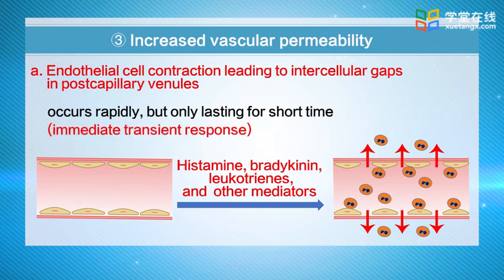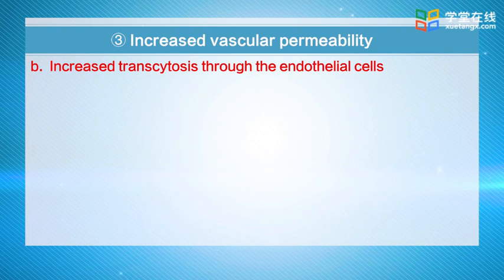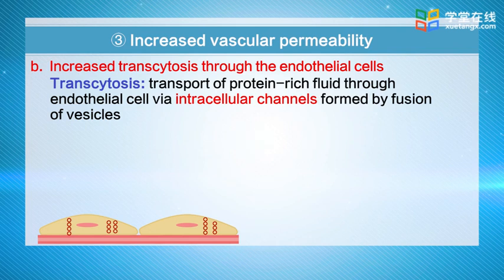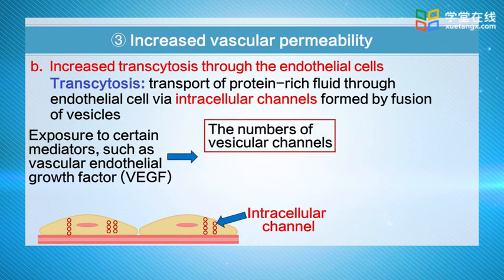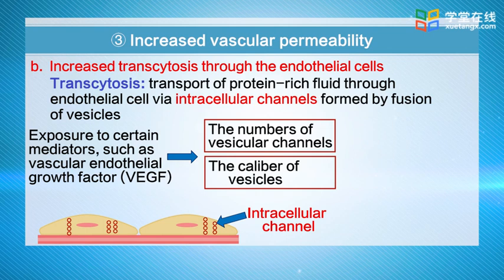Another mechanism is increased transcytosis through the endothelial cells. Transcytosis means protein-rich fluid moves across endothelial cells via intracellular channels formed by fusion of vesicles. After exposure to certain mediators, such as vascular endothelial growth factor, the number of vesicular channels and the caliber of vesicles both increase, leading to enhanced transcytosis.